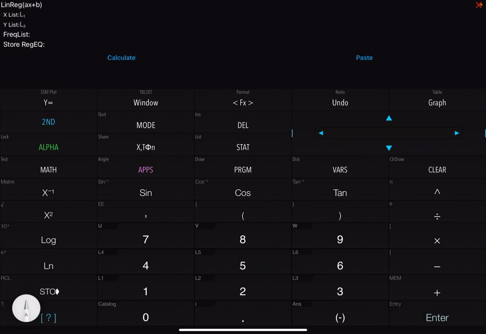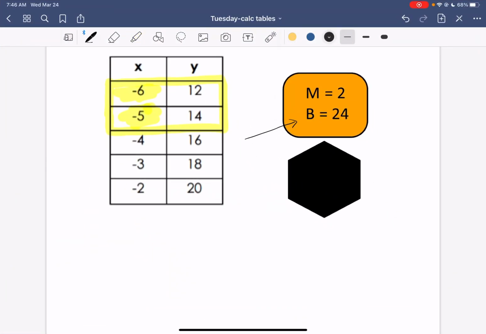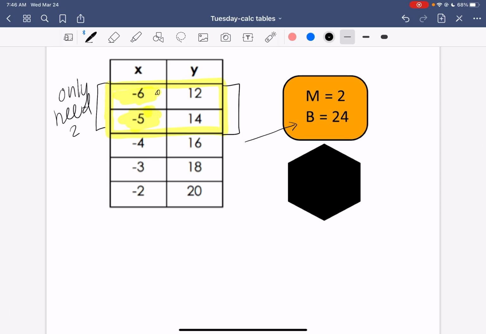Enter, it's just saying check that X list is L1, check that Y list is L2, and then once we get to calculate, you push enter, and then we get that our A value, which is our slope, is 2, and our B value is 24. And that is what we should have gotten. We only need two coordinate pairs, so you could have chosen any two. You could have chosen the first one and the last one, or the third one and the fourth one, anything like that. But your final equation will look like this: y equals 2x plus 24.